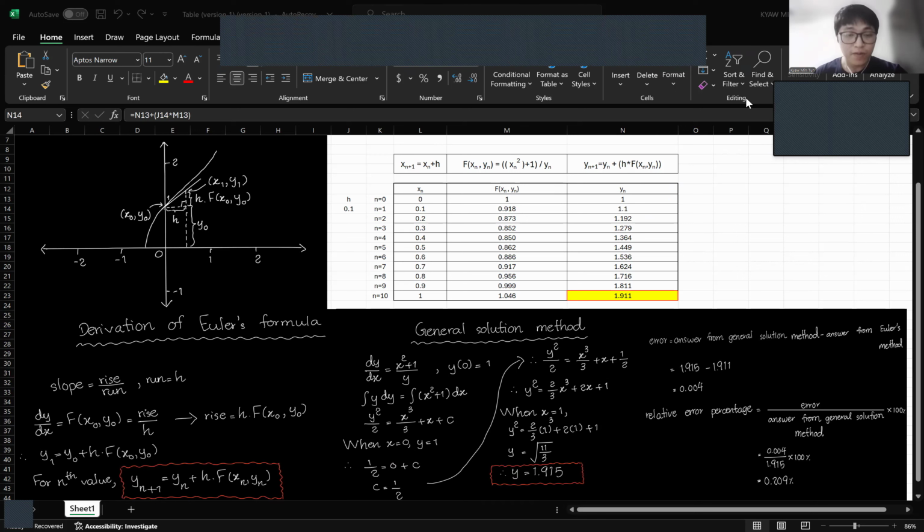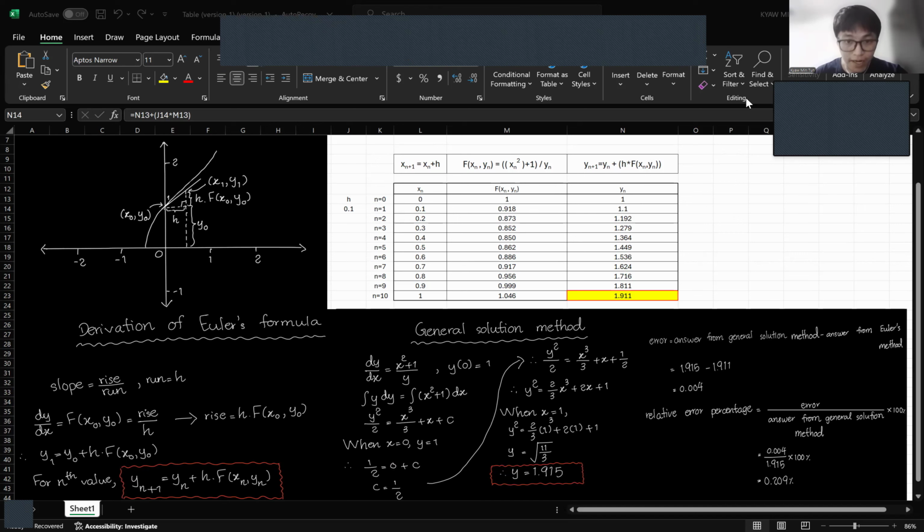For the given equation, dy/dx equals x squared plus 1 over y, we can calculate to get the general equation y squared equals 2/3 x cubed plus 2x plus 1 to draw the graph. So in here, if we draw a tangent line at x0, y0, we can see rise and run. According to the equation of slope, which is f of x0, y0 equals rise over run, we can substitute run with h since h is the increment added on the x-axis. So we get rise equals h into f of x0, y0.